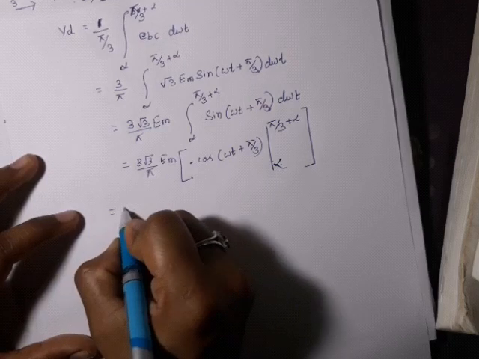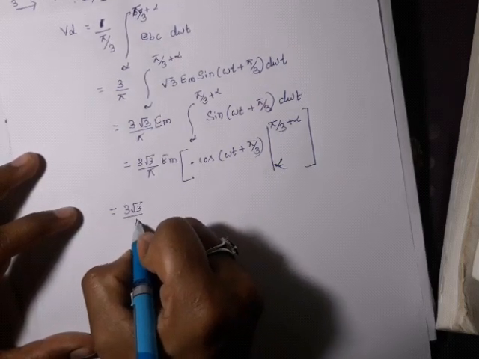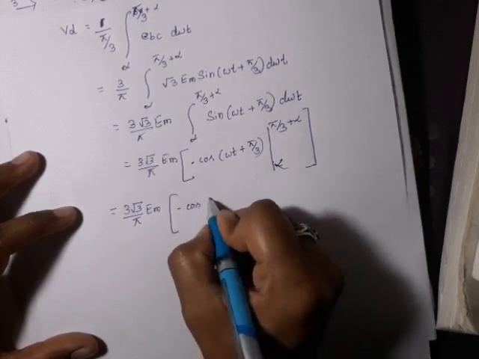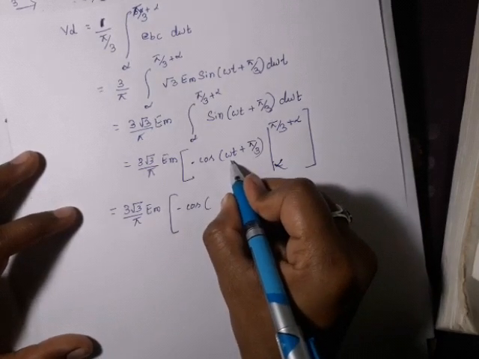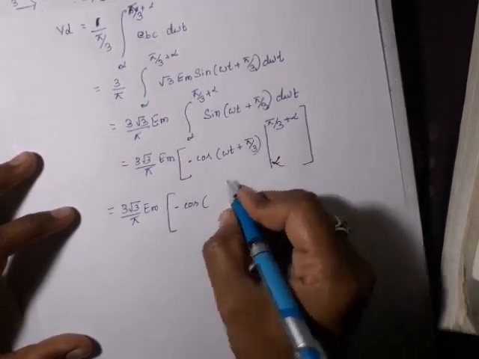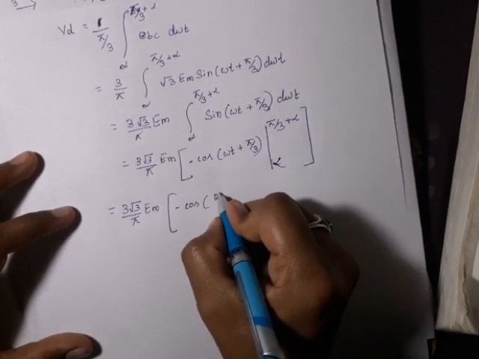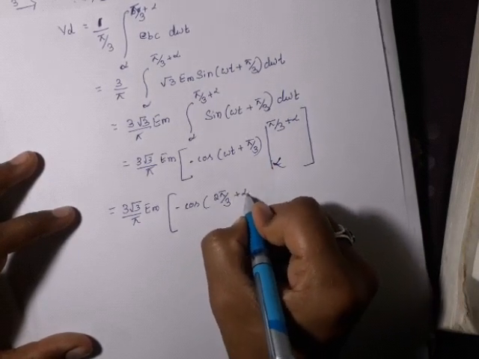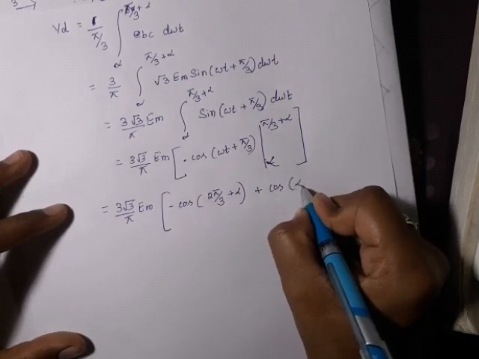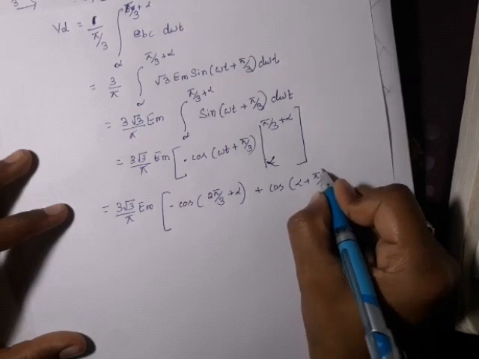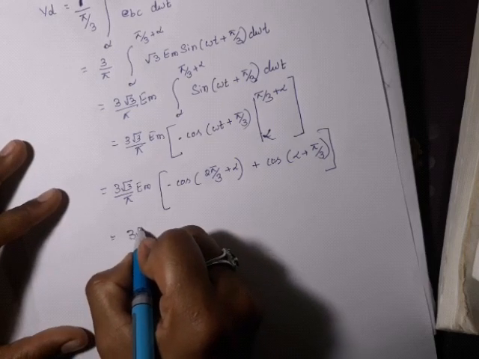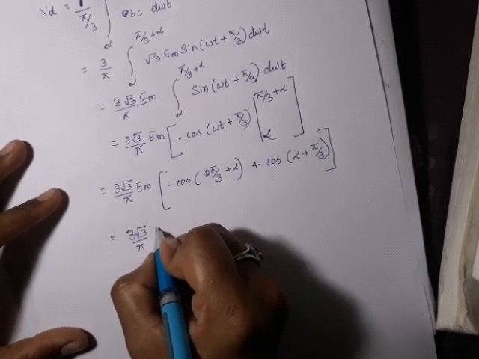Substitute the limits. 3 root 3 by pi EM into minus cos omega t. We need to substitute for omega t. So omega t is pi by 3 plus alpha, pi by 3 plus pi by 3, 2 pi by 3 plus alpha. Minus into minus plus cos alpha plus pi by 3. Close the bracket. Yes. 3 root 3 by pi EM.